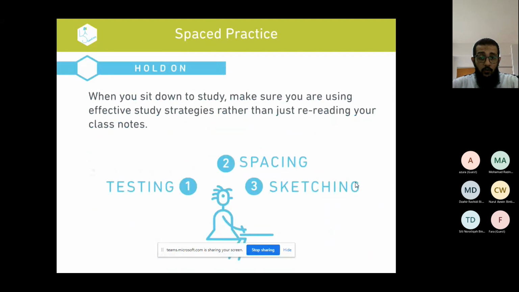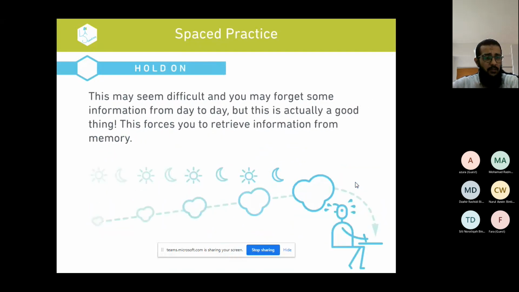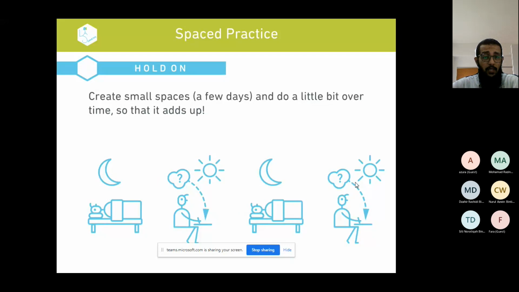Of course, you have to be aware that when you sit down to study, make sure you are using effective study strategies rather than just rereading. So when we talk about reviewing, it's not only rereading. There is another one called retrieval. We'll talk about this shortly in a couple of minutes.